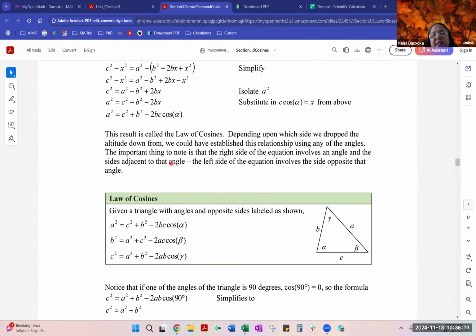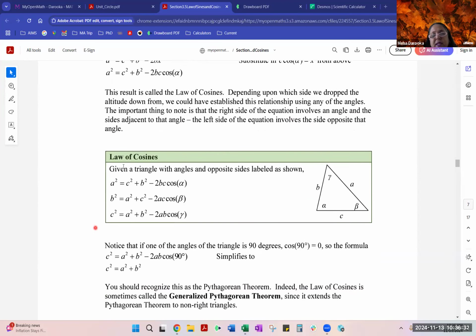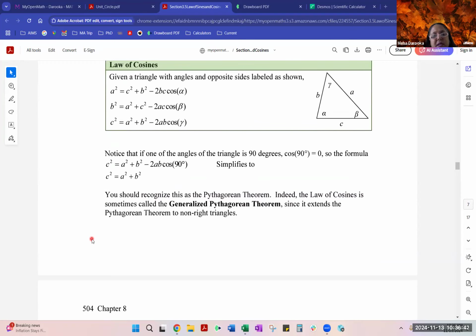But basically, they are saying the important thing to note is that the right side of the equation involves an angle and the sides adjacent to that angle. So, the two sides with the angle included in between. So yeah, this would be your law of cosines. And you can see it looks very, very different from law of sines. So let's take a look at this one here.